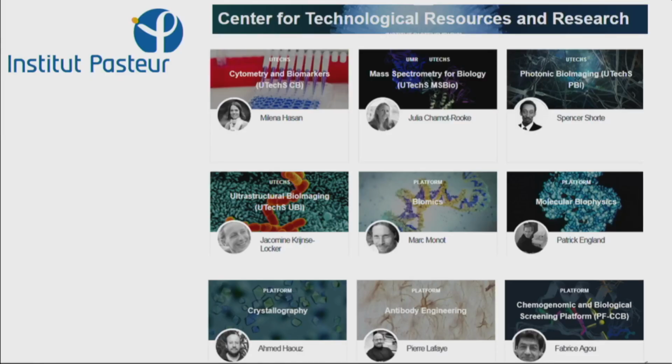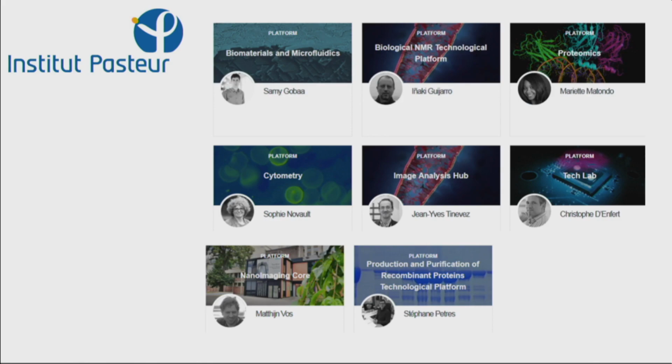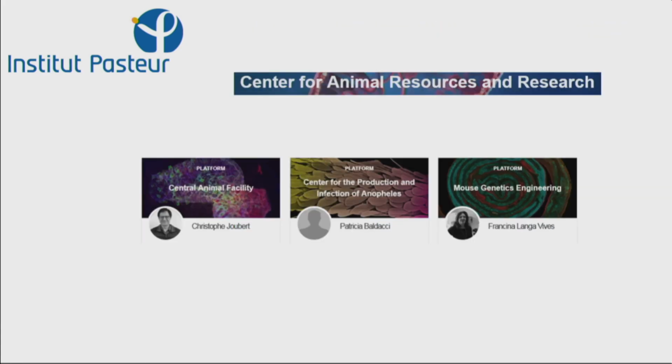The idea was that some platforms were carrying out more technological or methodological research than others, and were termed units of technology and services, contrary to platforms. But honestly, the limit is not very clear, but we carry on having this kind of dual terminology inside the institute. So here are 9 platforms, here are 8 other ones, and this is for the Center for Technological Resources and Research. Then in the Center for Animal Resources and Research, there are 3 platforms, so a central animal facility.